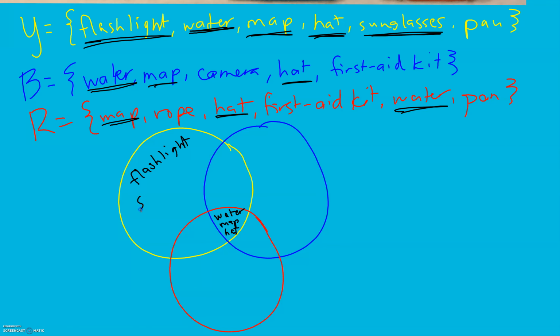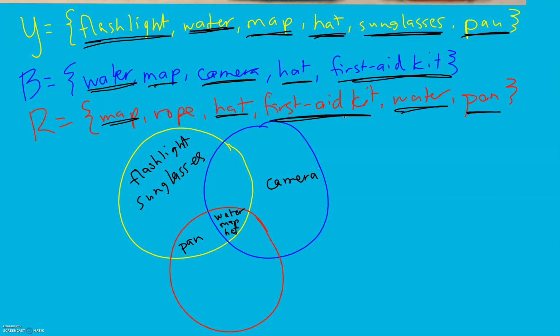Sunglasses, I just have one pair in yellow. And pan I have just in yellow and red. I have a camera, just one in blue. I have a first aid kit in blue and in red. So I put it in the section that's in both the blue circle and the red circle. And then rope I have just in the red.